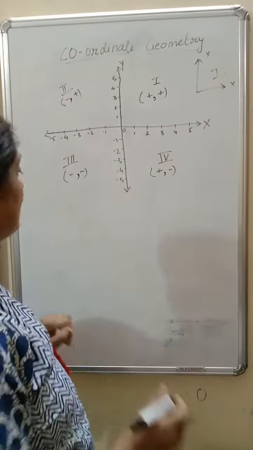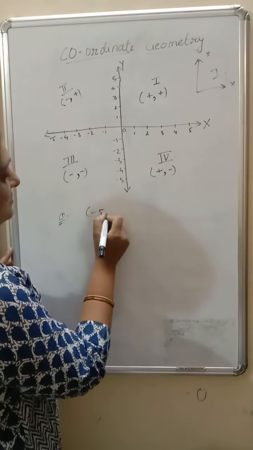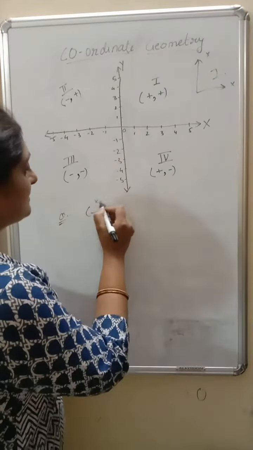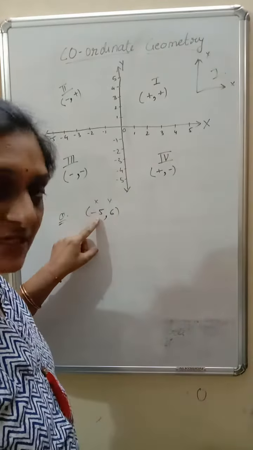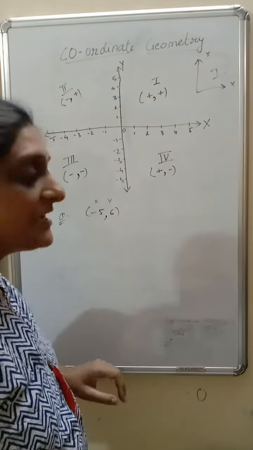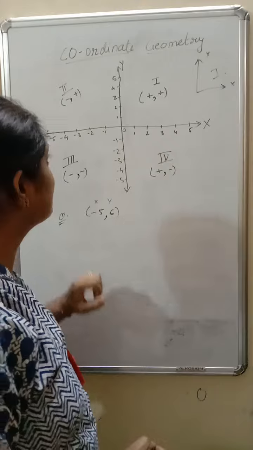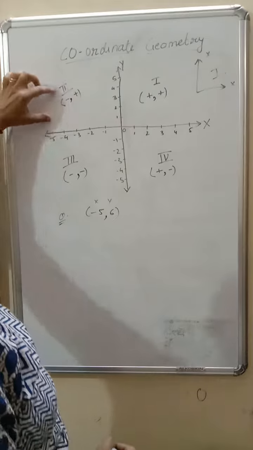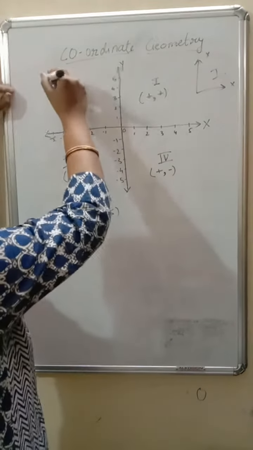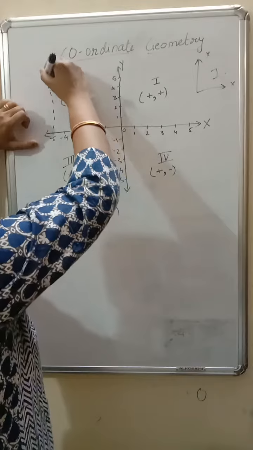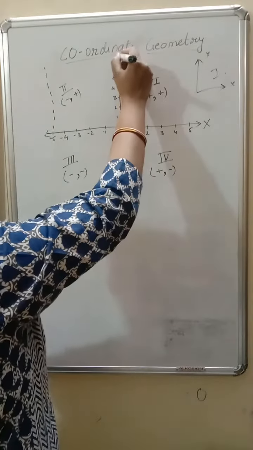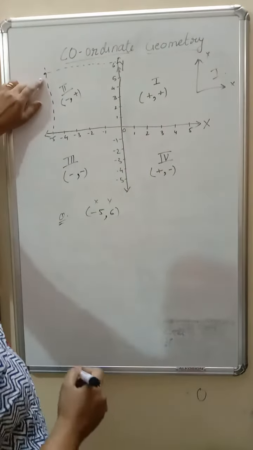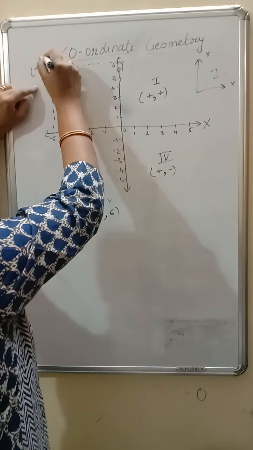So the question will be like this. Suppose you have to plot the point (-5, 6). Now you can see this is the x value and this is the y value. The x value is negative and the y value is positive. Let's see in which quadrant x is negative and y is positive. In the second quadrant, x is negative and y is positive. So in the second quadrant, you will search for the value -5. So -5 is here, and y as 6. Suppose we plot here as 6. So the 6 will be here. So this will be that coordinate (-5, 6).